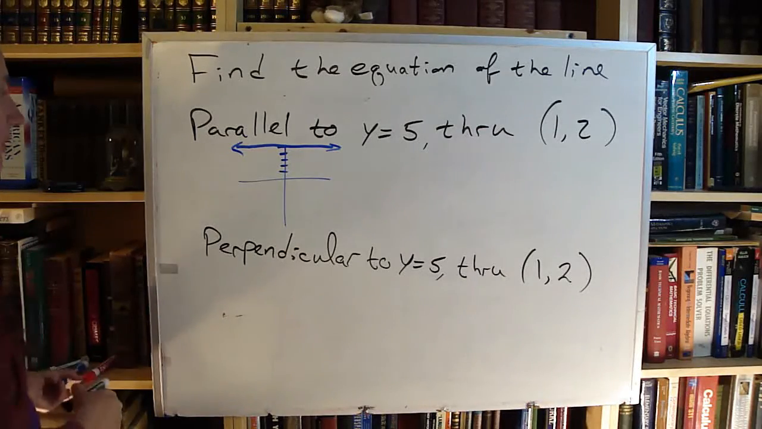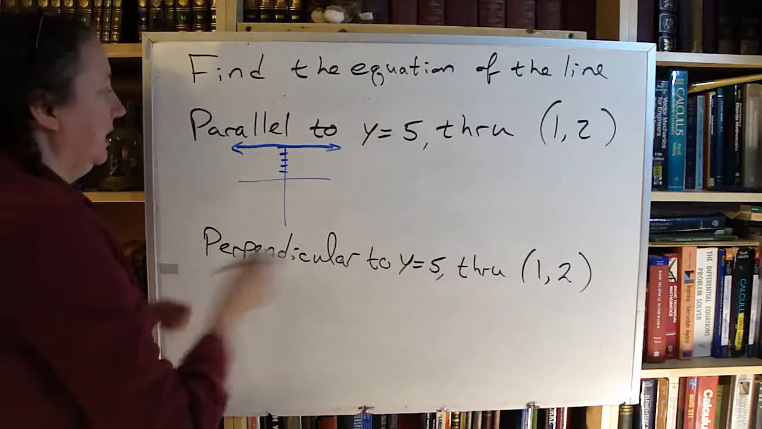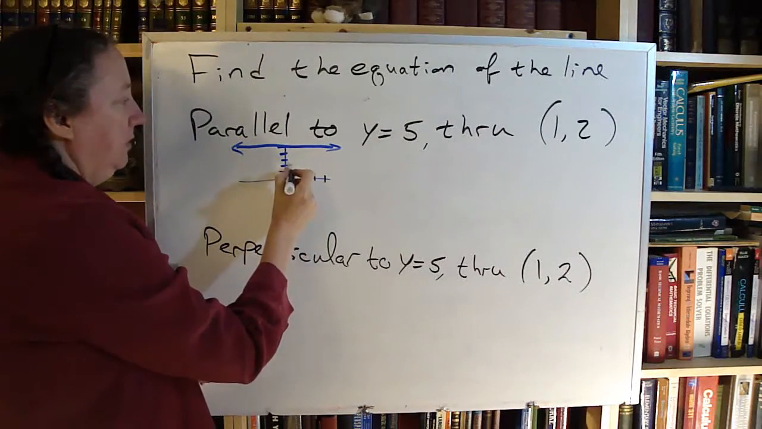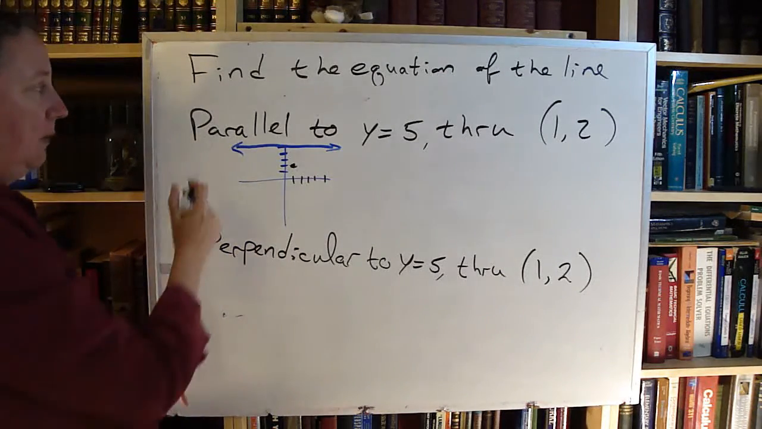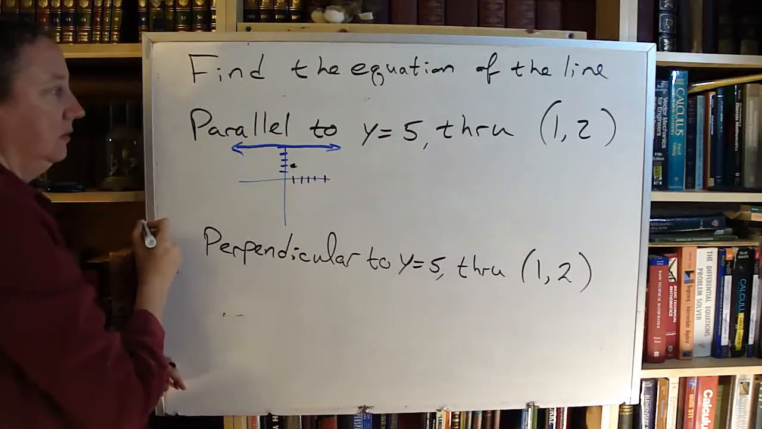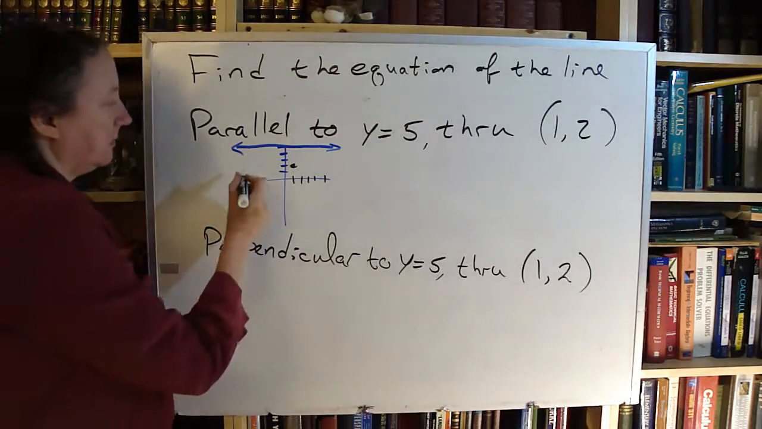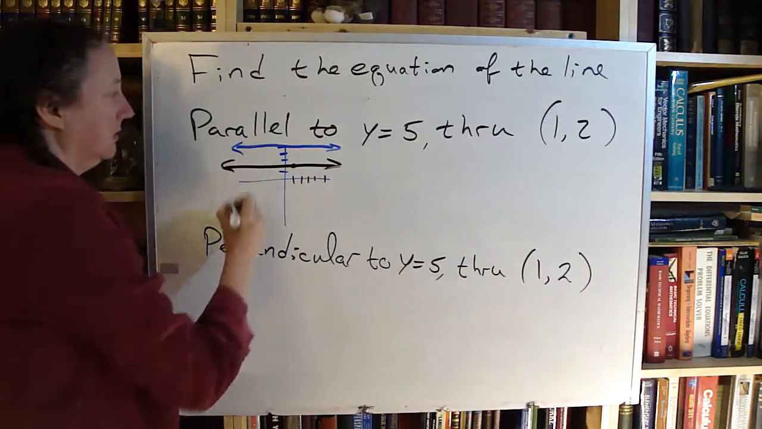Now I want this to go through the point (1, 2). So again, if I'm counting by ones, my (1, 2) will be right there. And I want it to be parallel. So that means the same slope, the same direction. So I want my line to be there.